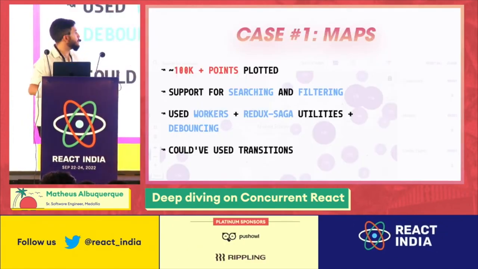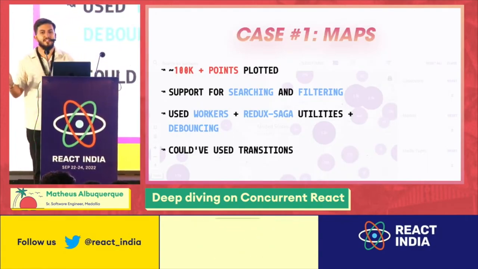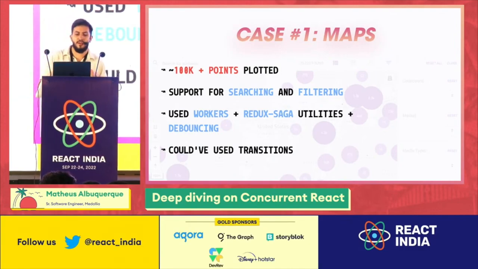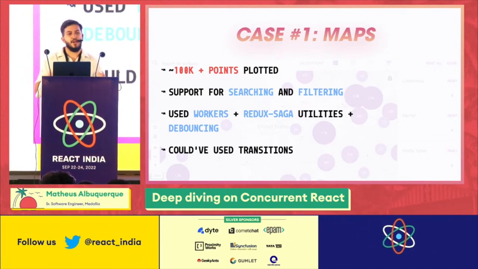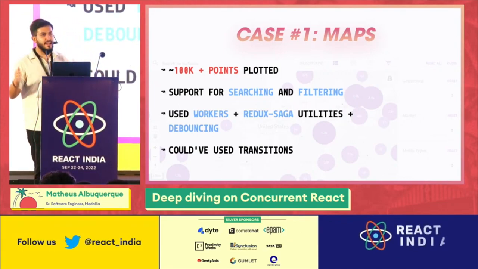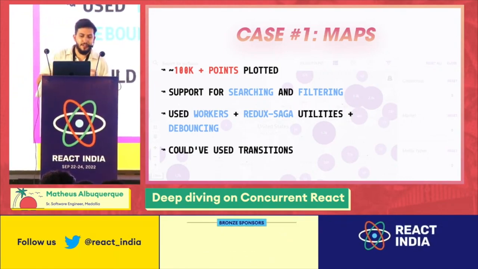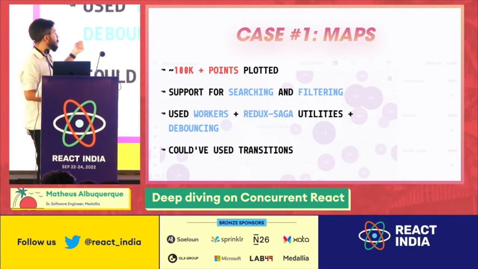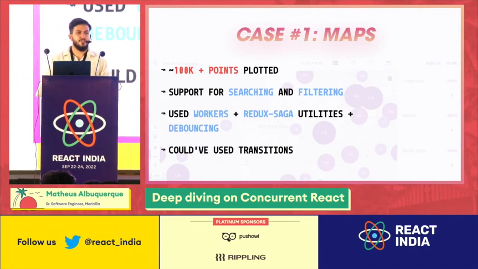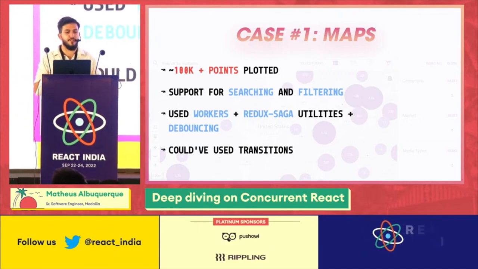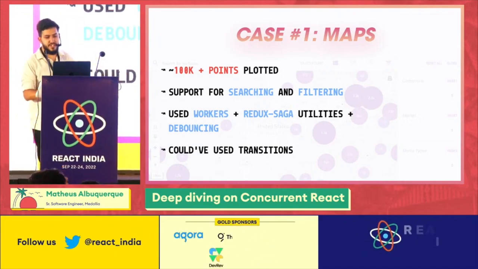And I myself, when I saw transitions, I was like, I wish I could go back in time to some scenarios where I needed them. The first one was this app I was working on where we had maps, and we had 100,000 data points plotted on that map. Back then, we used workers, Redux Saga, and some debouncing techniques to allow proper searching and filtering of that data, but we could have used transitions.